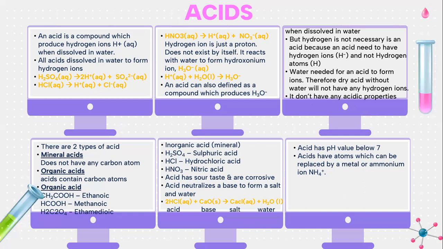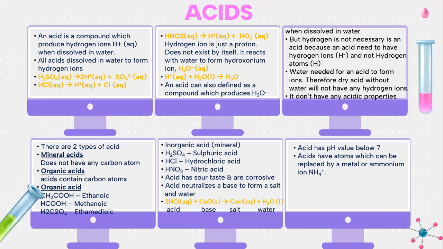And there are two types of acid. One is a mineral acid, the other is an organic acid. What is a mineral acid? A mineral acid does not have any carbon atom. On the other hand, an organic acid is an acid which contains carbon atoms.